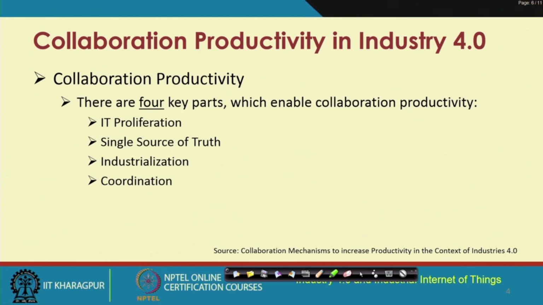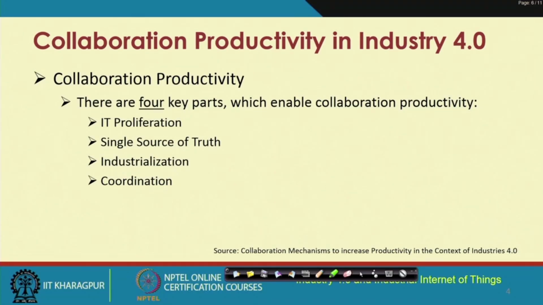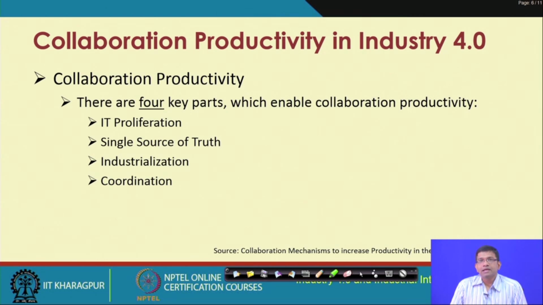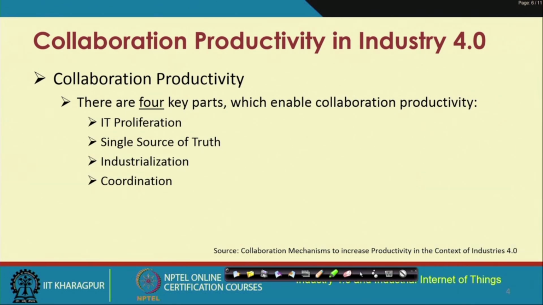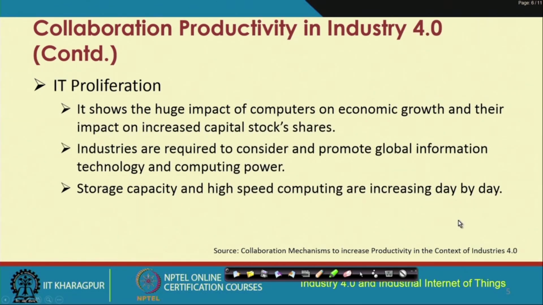So, essentially what is happening, the idea is towards the objective of improving the productivity, improving the efficiency of these business manufacturing processes and so on, for fulfilling the overall objectives of Industry 4.0, we are saying that these collaboration platforms would be found to be useful. So, collaboration productivity is going to be improved, is going to be increased. So, there are 4 different aspects of increase in the collaboration productivity, and this will be enabled with the help of different key parts such as IT, single source of truth, industrialization and coordination. So, let us look at each of these individually in a little bit more detail in the next few minutes.